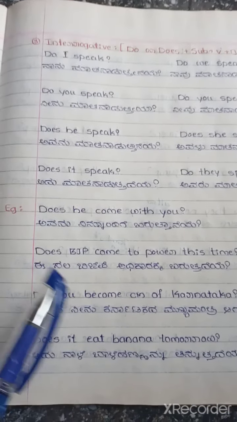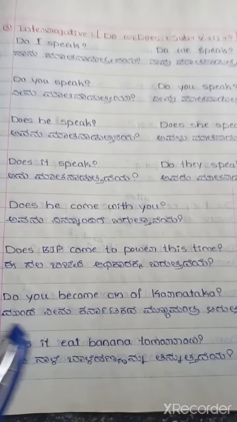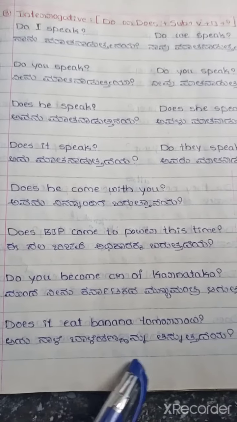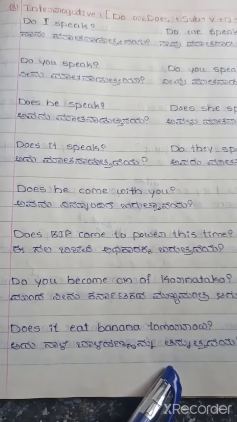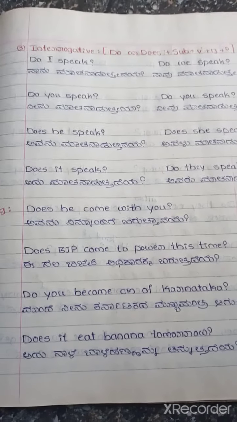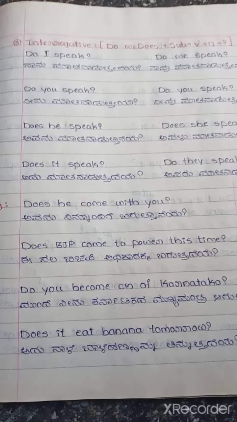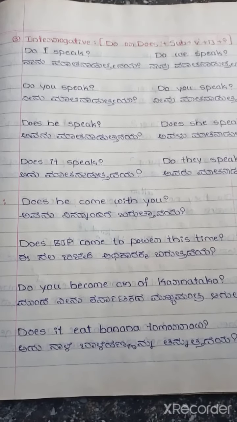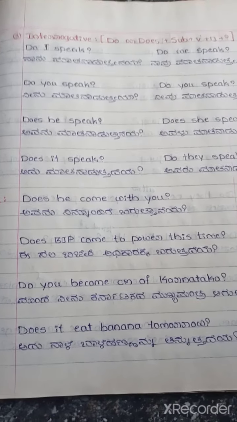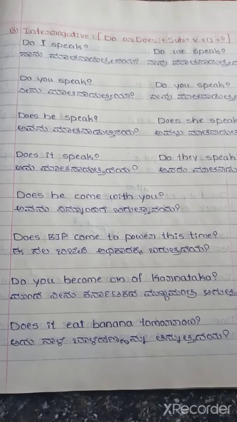Like that: does BJP come to power this time? Do you become CM of Karnataka? Does it eat banana tomorrow? So, whenever you are willing to ask about an action that might happen just the next moment, just before you, then if you want to ask a question, these kinds of sentences can be made or used by you.